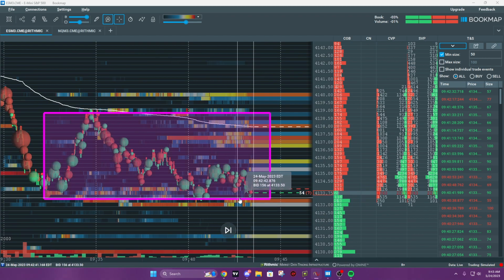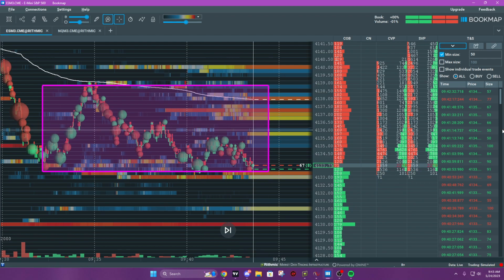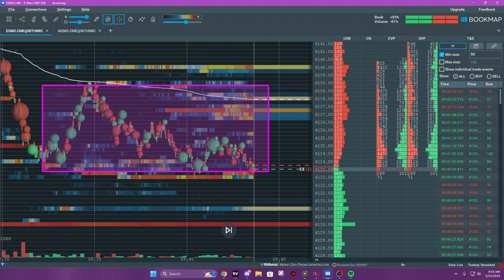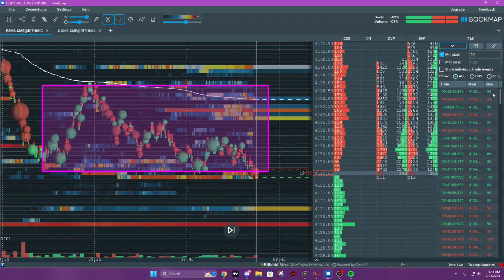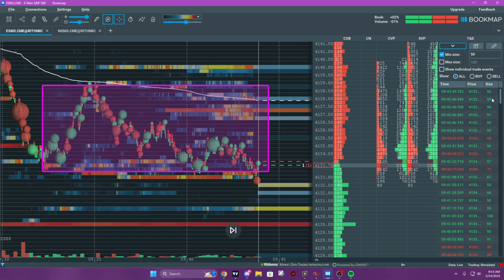Yeah, definitely this is the bottom of the range, 41.33. I'm gonna be watching this. Not a lot of huge orders coming through, a lot of mid-sized orders. Do you see we peek through that and a lot of 90 lot buying came in.